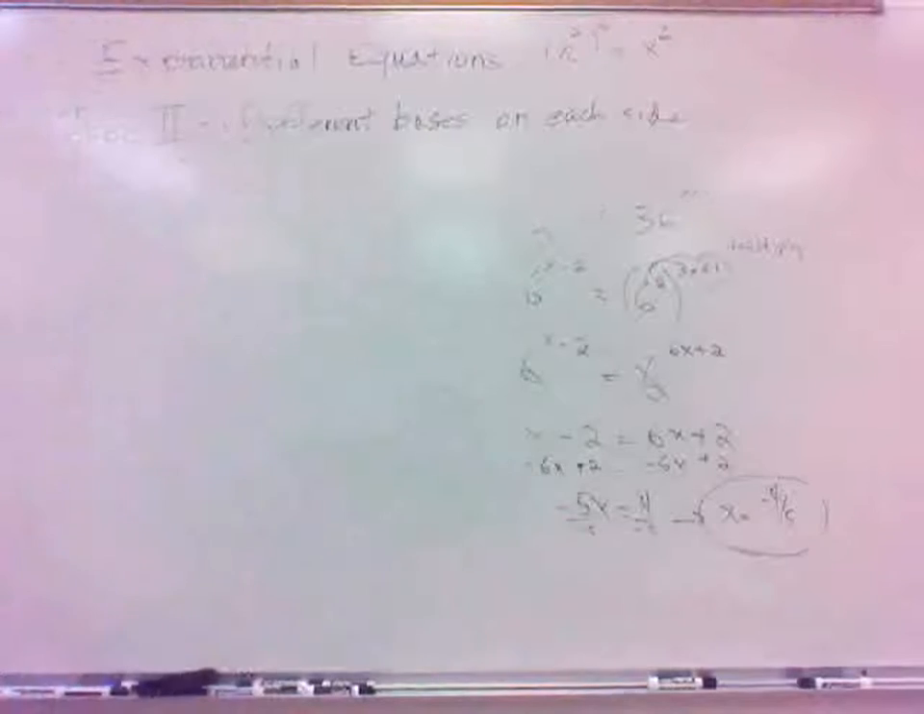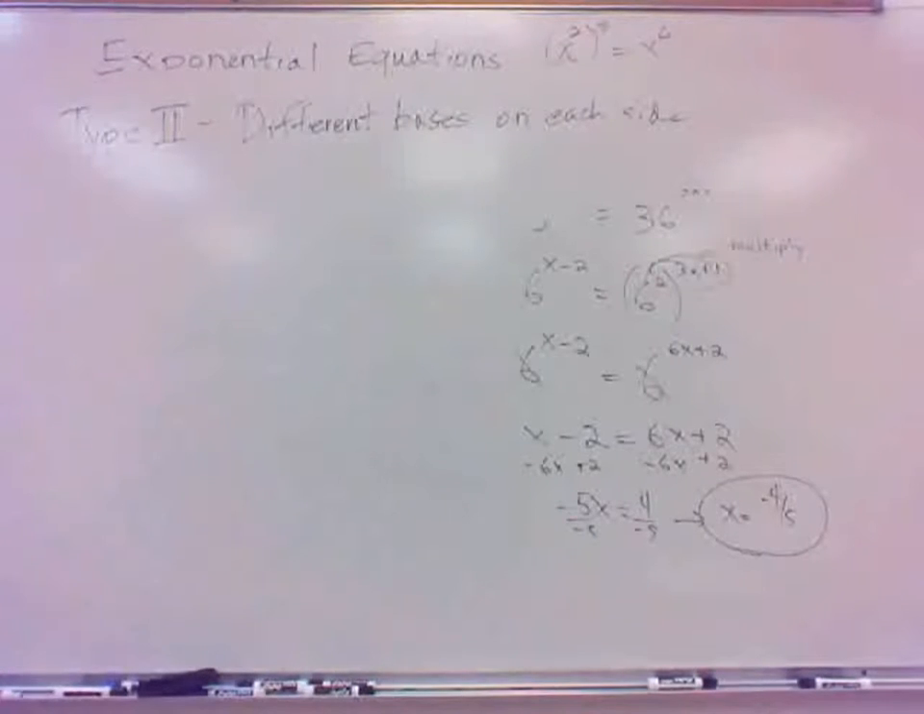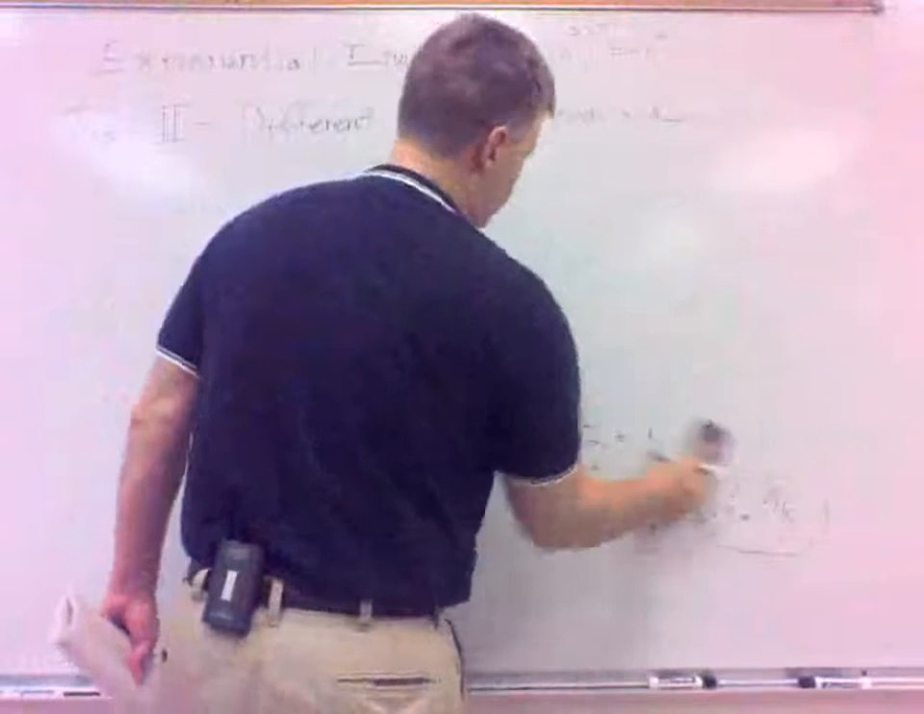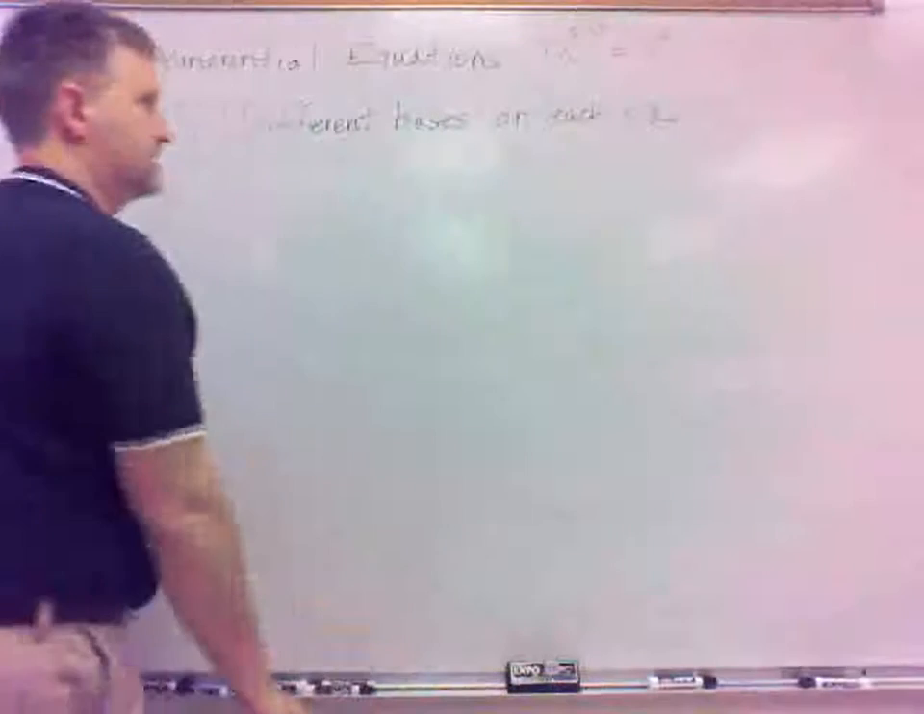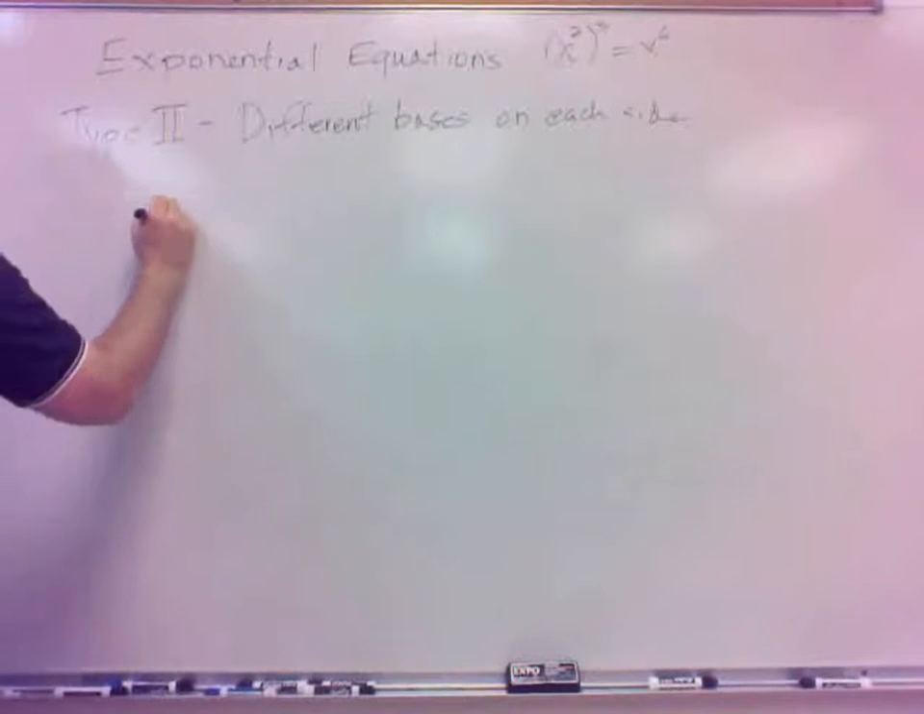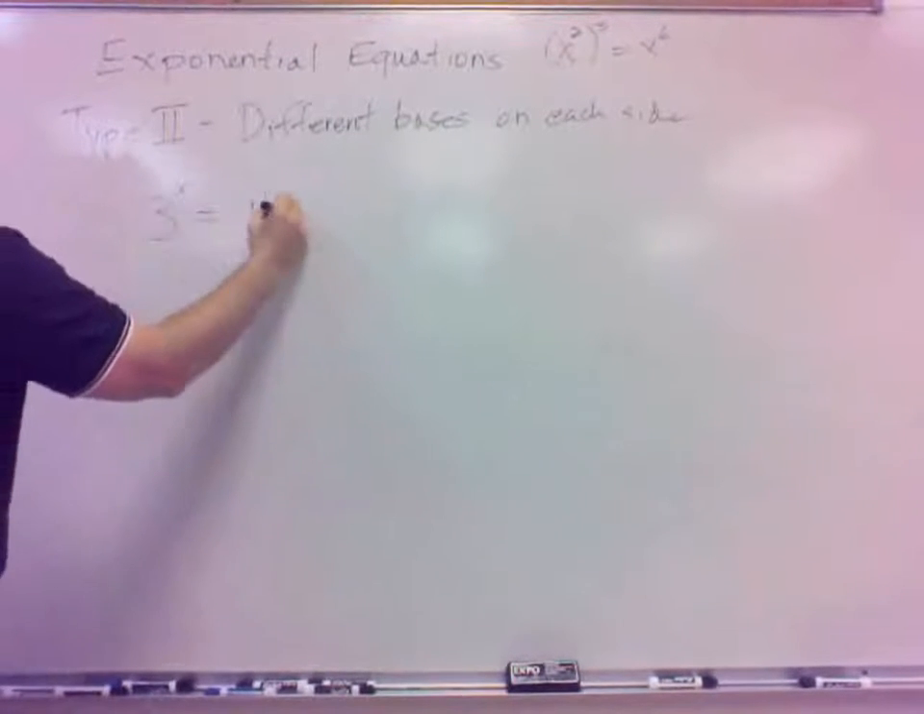Now, type 2 is different bases on each side. So I'm not going to be able to make them the same base, and I can't make them be the same base easily anyway. For example, a real quick example would be 12.